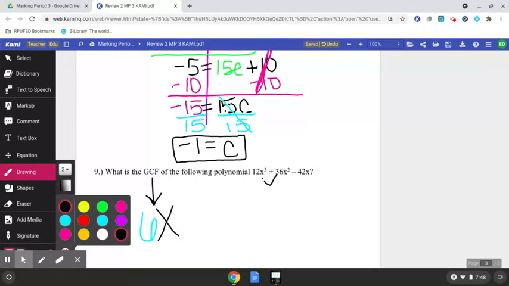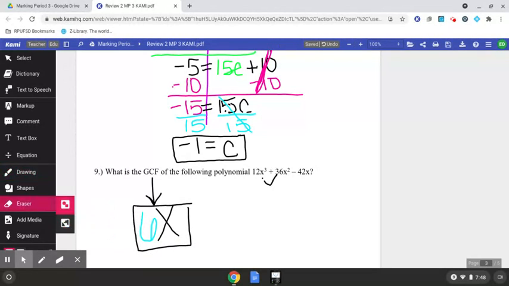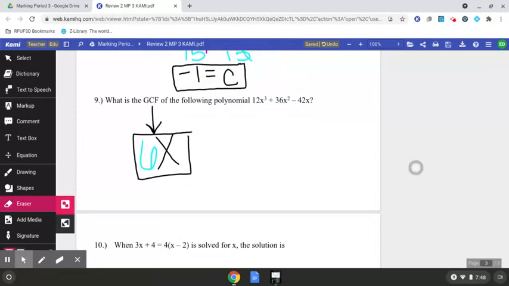And I'm still going to have x because x is in all 3 of my terms. So again, if that was confusing, rewatch the video, watch me go through the steps, and it will help you.